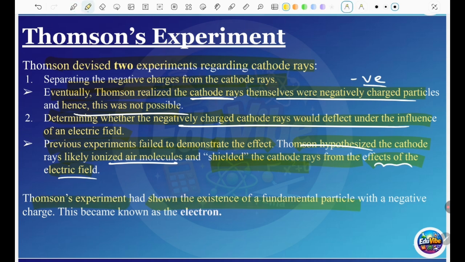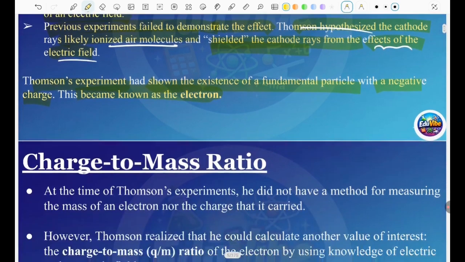of a fundamental particle with a negative charge. There is a very large number of negative particles here. This became the discovery of the electron. They named this the electron. So the electron can be discovered from here, but there are still some things that can be revised again and again, which Thomson could do after that.